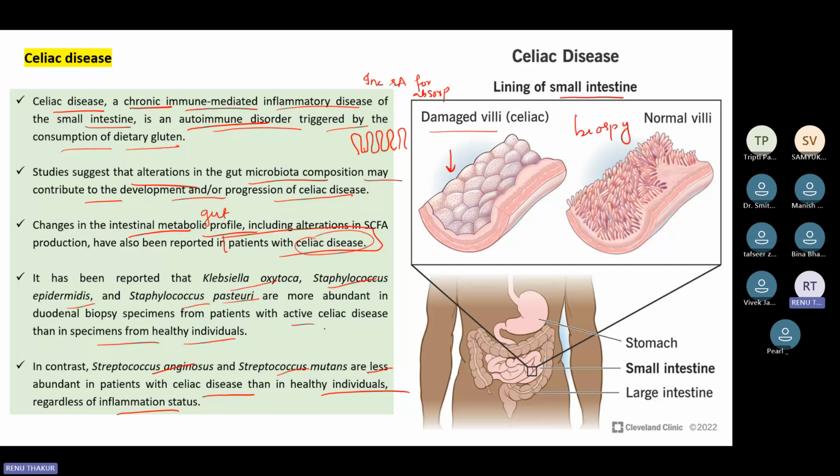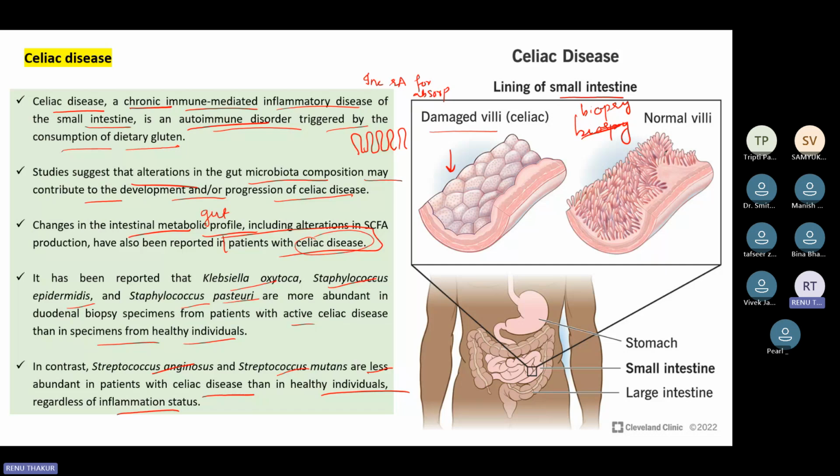Biopsy study, it is reported. I've written the wrong spelling. Through biopsy, it is cleared which type of microorganisms are associated with the celiac disease patient's villi and the normal healthy individual. So you can expect an increase in Klebsiella and Staphylococcus, and a decrease in Streptococcus and Streptococcus anginosus, different species of Streptococcus.